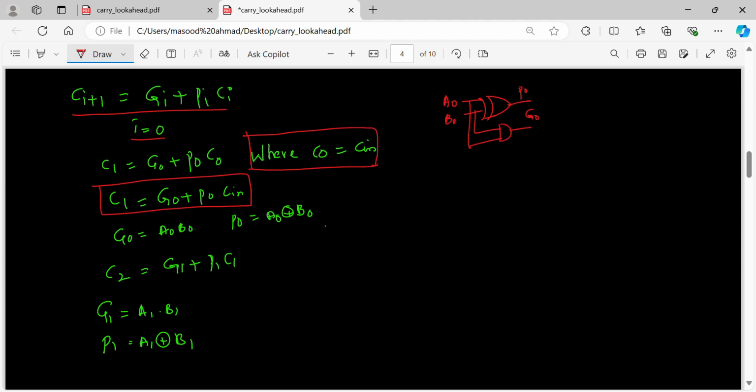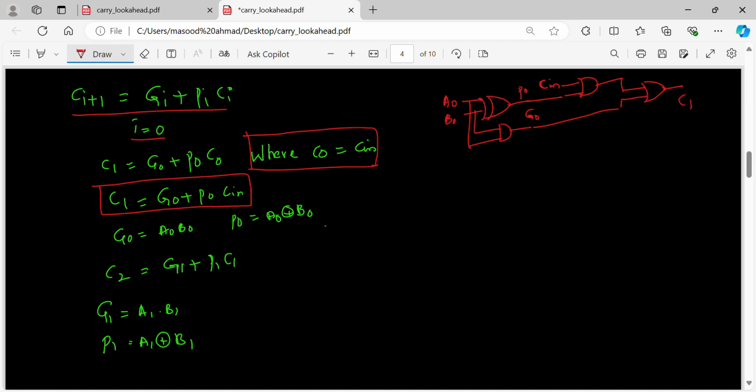Knowing G0, P0 and Cin, what I can do is take P0 and Cin and AND them, then OR that with G0, and what I am going to get is C1, right? So this is my C1.